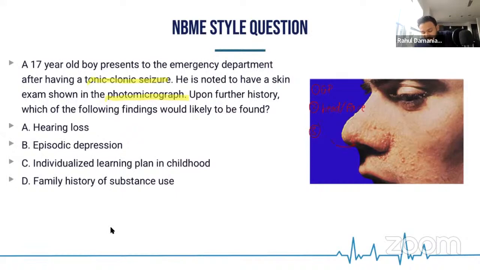And we see that there are these pustular or raised flesh-colored lesions on the bridge of the nose and on the face. Upon further history, which of the following findings would likely be found? A, hearing loss. B, episodic depression. C, individualized learning plan in childhood. Or D, family history of substance use.